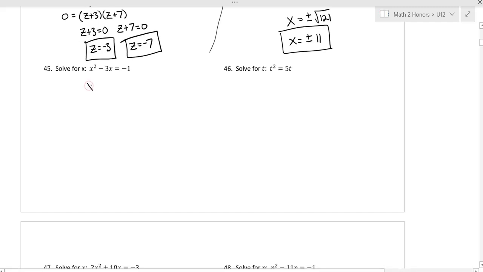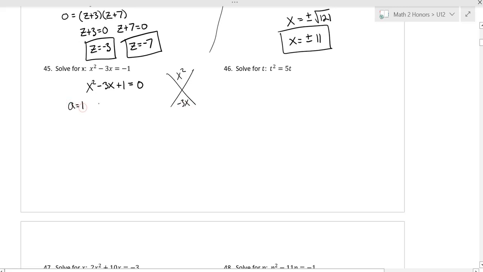So if you're going to factor, or if you're going to use the quadratic formula, the first thing that has to happen is you need the equation equal to 0. So I'm going to add 1 to both sides of the equation to make that happen. Try factoring out, looking for two terms that multiply to x squared and add to negative 3x. It's not going to happen, so I'm going now to the quadratic formula.